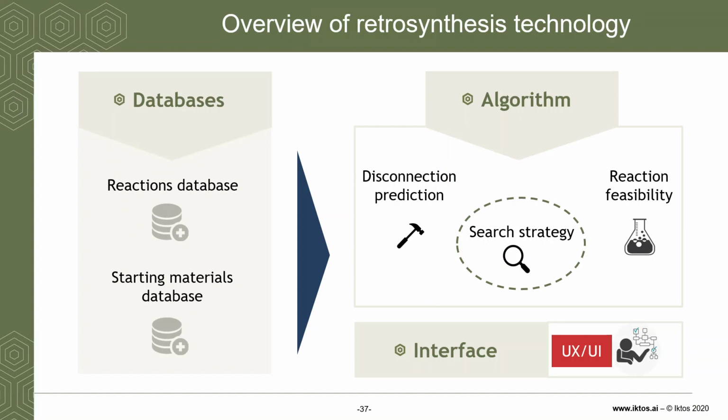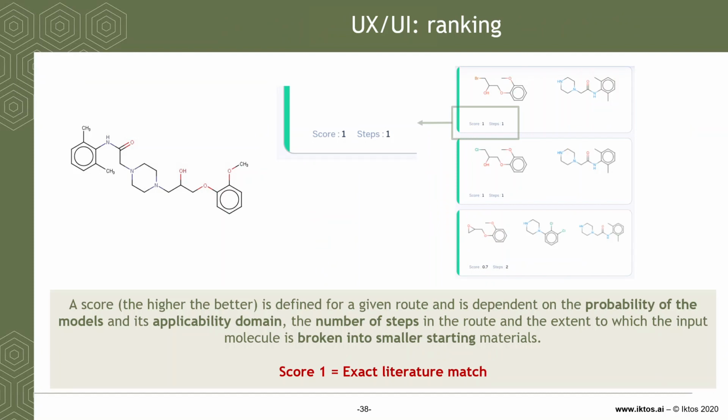So now, once we have performed this disconnection, tree search, and everything, we have to display properly the results, which is very important for the chemist. So first, at Iktos, we thought about having a good ranking, like when you perform a Google search, to have in first position the best disconnection, the best routes. So for that, we have computed a score which takes into account the probability of the models and their applicability domain, so kind of the confidence. Also the number of steps. The shorter the route is, the better it is, of course, because chemists like short routes, elegant routes.